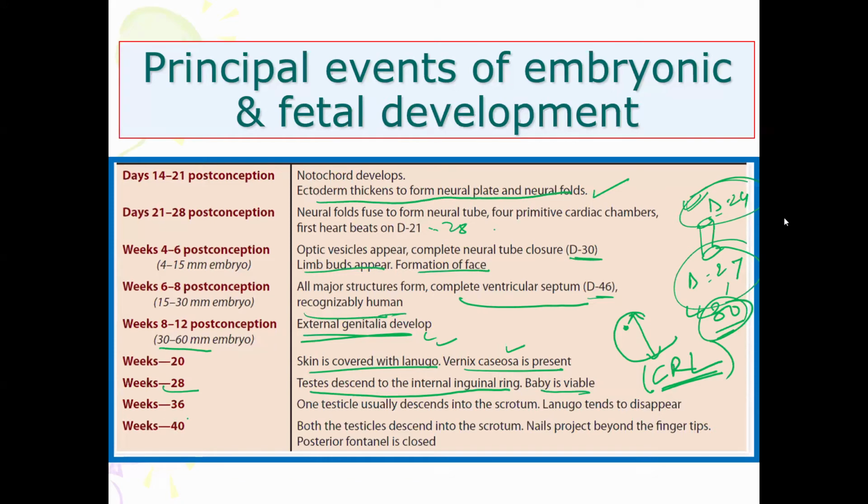So independent survival after delivery, after 28 weeks. Okay, so that is the viability. And week 36, one testicle descends into the scrotum.